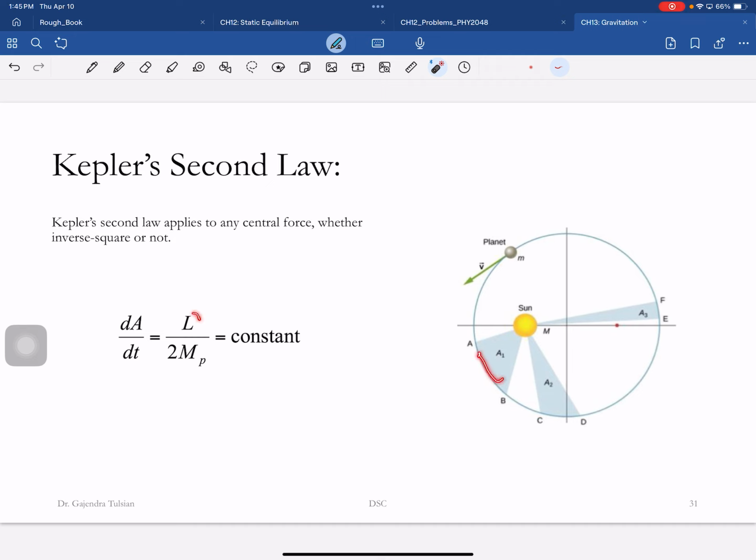This is a consequence of the fact that angular momentum is constant. And angular momentum is constant for any central force. So if the force is acting towards the center of the object, which it is in this case, the gravitational force, angular momentum will be constant. So Kepler's second law is a consequence of the fact that angular momentum of this orbiting object is constant. Kepler didn't know this. He just observed that the planet swept out equal areas in equal time intervals.